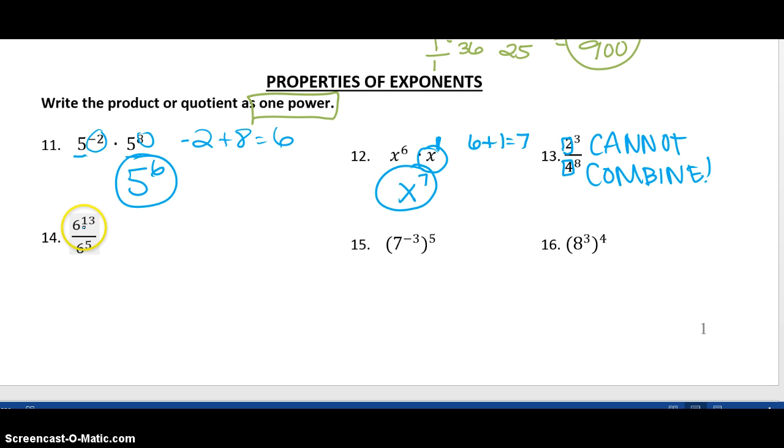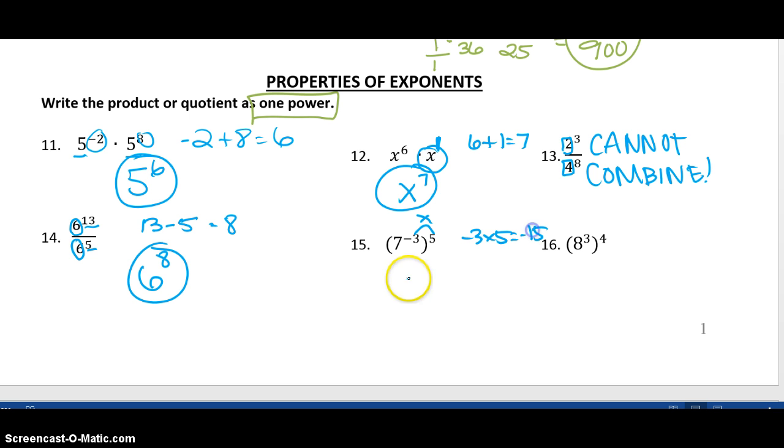Number 14, we have 6 to the 13th power divided by 6 to the 5th power. Now when we're dividing with the same base, we subtract our exponents. So it's 13 minus 5, which ends up to be 8. So our final answer should be 6 to the 8th power. Number 15, we are raising a power to a power. In this case, we multiply our exponents. So negative 3 times 5, negative 15. So our answer should be 7 to the negative 15th power. Again, for number 16, we're raising a power to a power. So we keep our same base and do 3 times 4, which is 12. So our answer should be 8 to the 12th.